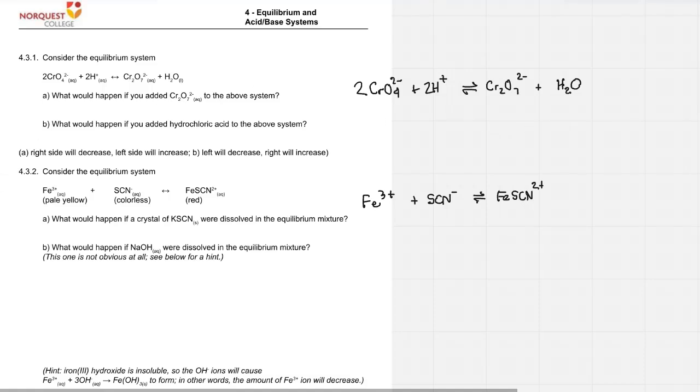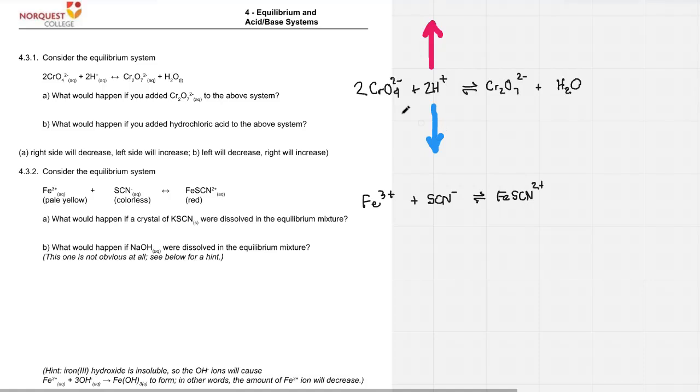Okay, question B. What would happen if you added hydrochloric acid to the above system? Well, you look at this and first you panic and say, I don't see hydrochloric acid, but hydrochloric acid dissolves into chloride ions, which we don't care about because they aren't in here, and hydrogen ions. So adding hydrochloric acid is equivalent to adding hydrogen. What does the system do? It sees extra hydrogen and says, oh no, you don't. I'm going to cancel that out.